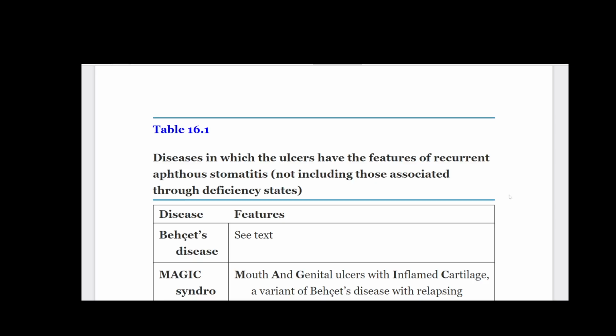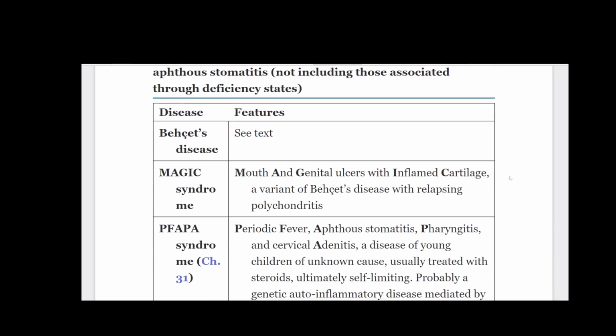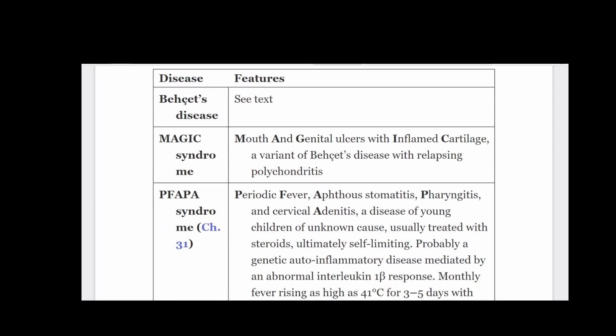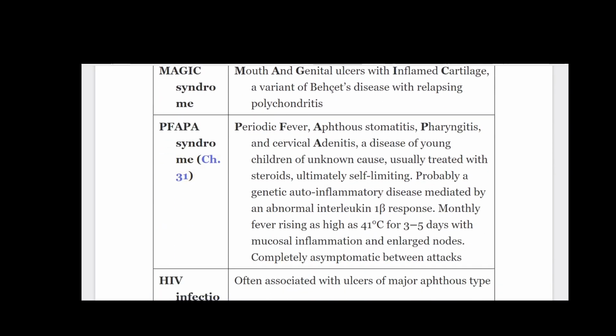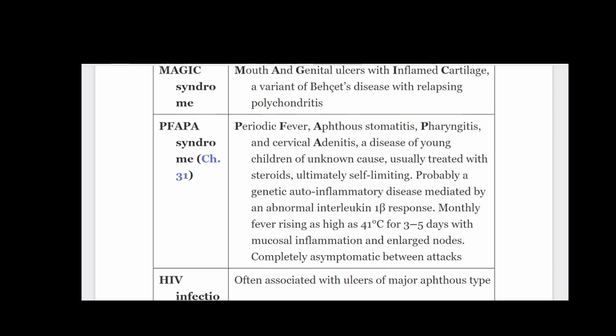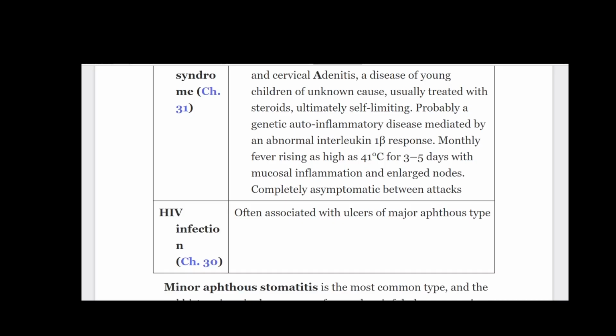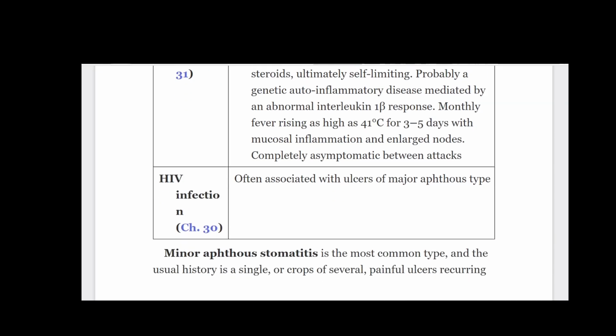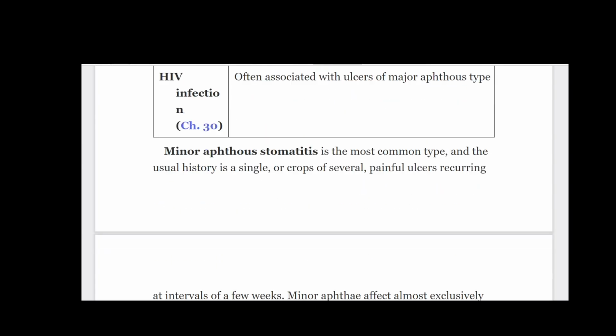Table 16.1. Diseases in which the ulcers have the features of recurrent aphthous stomatitis, not including those associated through deficiency states. Behçet's disease: see text. MAGIC syndrome: mouth and genital ulcers with inflamed cartilage, a variant of Behçet's disease with relapsing polychondritis. BFAPA syndrome, Ch. 31: periodic fever, aphthous stomatitis, pharyngitis, and cervical adenitis, a disease of young children of unknown cause, usually treated with steroids, ultimately self-limiting. Probably a genetic auto-inflammatory disease mediated by an abnormal interleukin-1 beta response. Monthly fever rising as high as 41 degrees Celsius for 3 to 5 days with mucosal inflammation and enlarged nodes. Completely asymptomatic between attacks. HIV infection, Ch. 30: often associated with ulcers of major aphthous type.